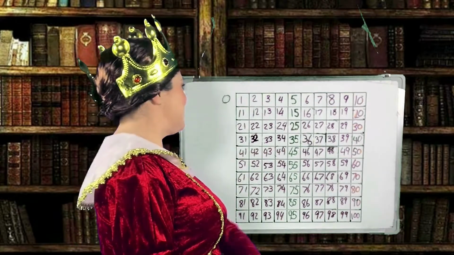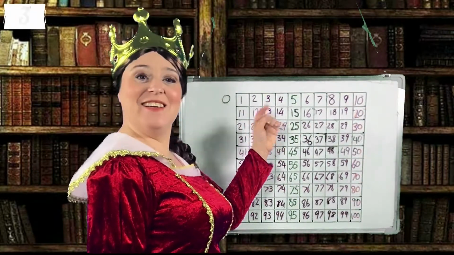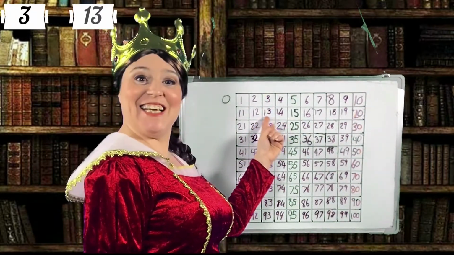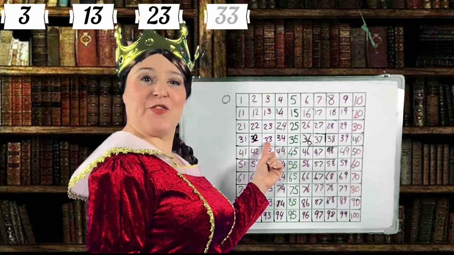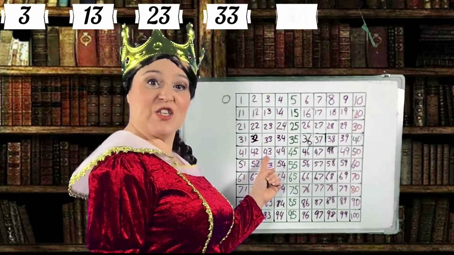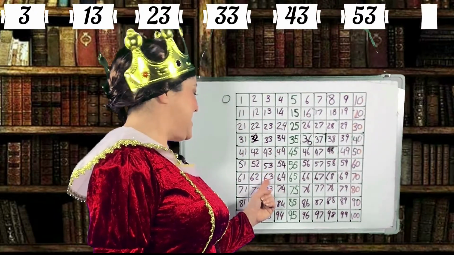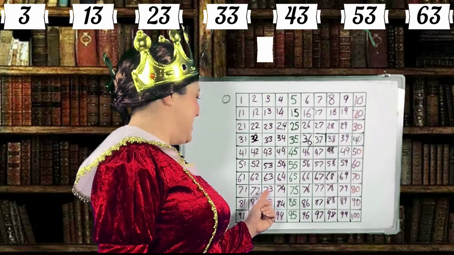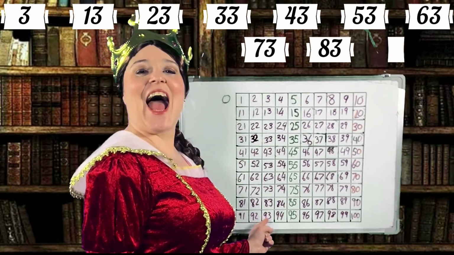Well done. The numbers you should have written are 3, 13, 23, 33, 43, 53, 63, 73, 83, and 93.